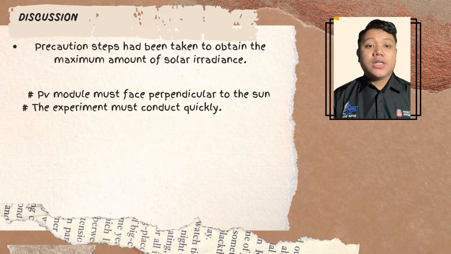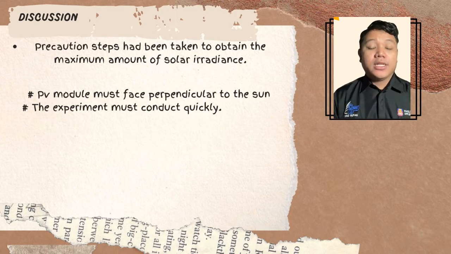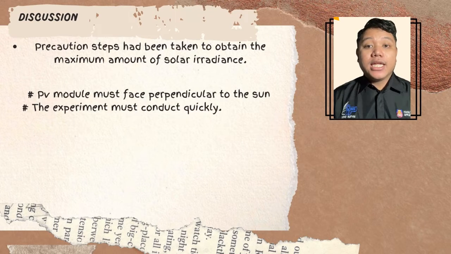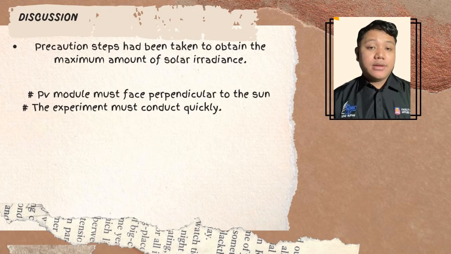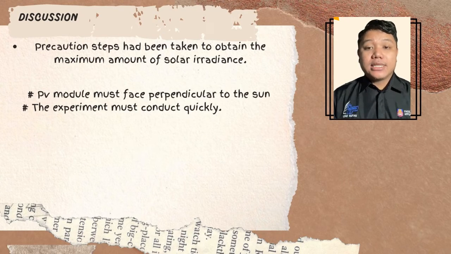Precaution steps had been taken to obtain the maximum amount of solar irradiance. The PV module used must always face perpendicular to the sun. By doing that, it was possible to obtain the best solar irradiance reading. Other than that, the experiment must be conducted quickly as the temperature and irradiance readings may fluctuate, and this will lead to wrong analysis of the current-voltage curve and power-voltage curve characteristics.